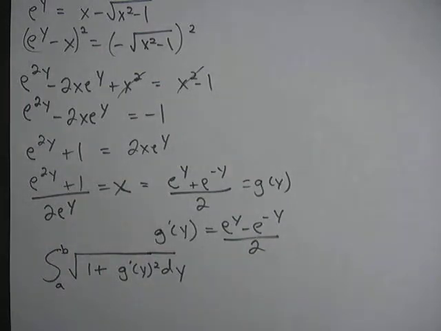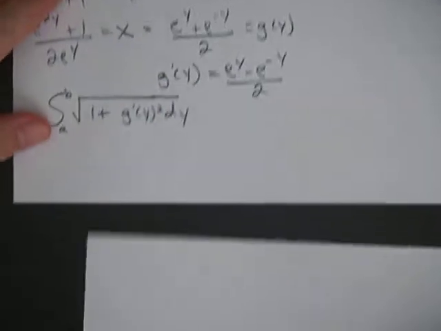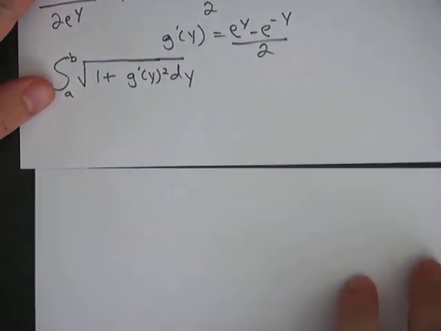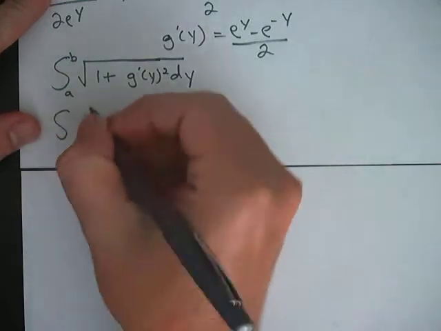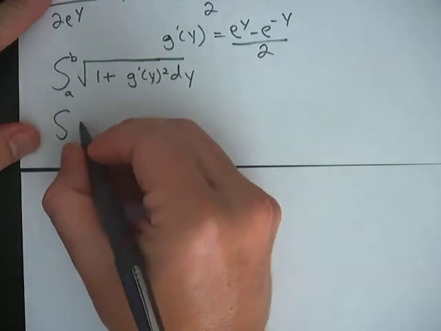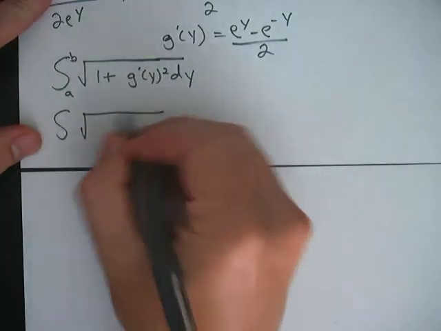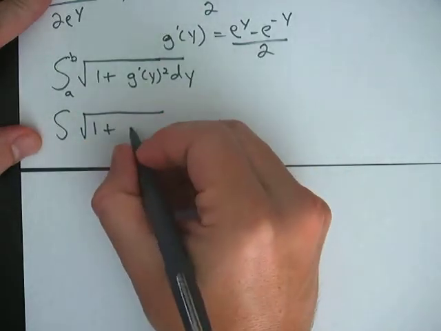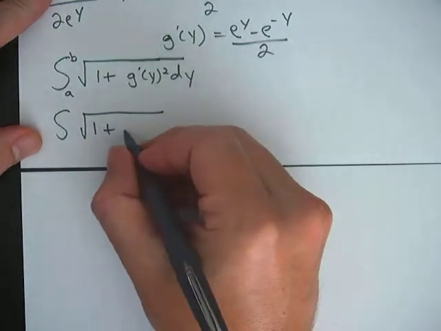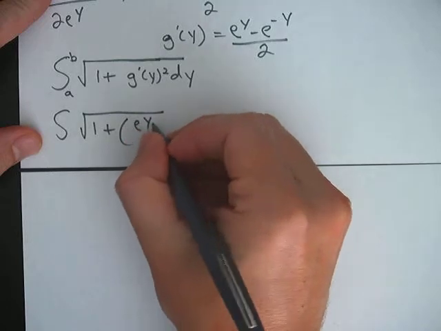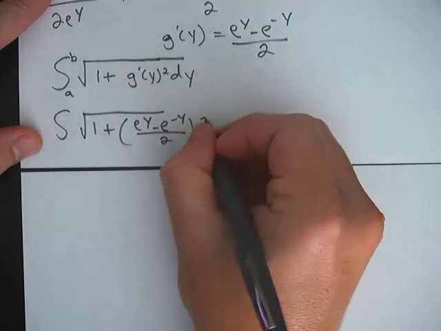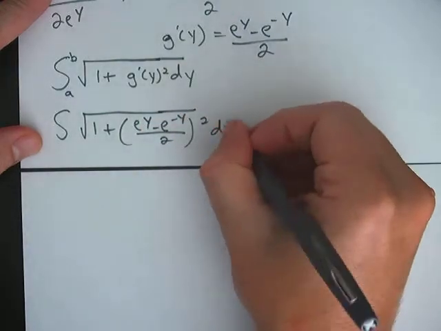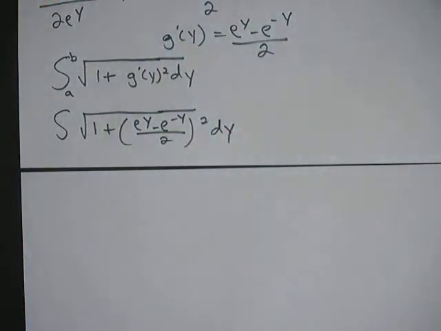Okay, so let's plug in, see what we got here. Let me get another piece of paper here. So if we plug that in, we get, we don't know a and b yet. We'll find those out in a second. Square root of 1 plus g prime of y squared, so it's going to be e to the y minus e to the negative y over 2 squared dy. But we do need to figure out what these limits are.